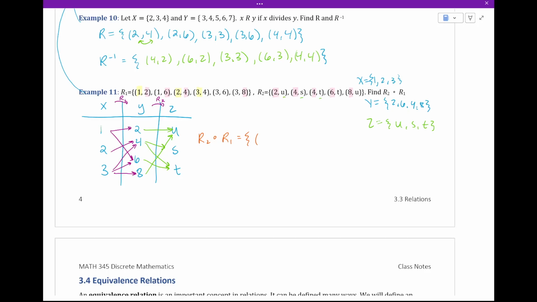All right, I'm following 1 goes to 2, and then goes to U. So I'm going to skip this whole middle row when I write these. I'm going to do (1, U). And that's that first one. 1 also goes to 6, which goes to T. So I'm going to skip the 6 and do (1, T). Now 2 goes to 4, which goes to S and T. So that'll be 2 elements with a 2: (2, S) and (2, T).